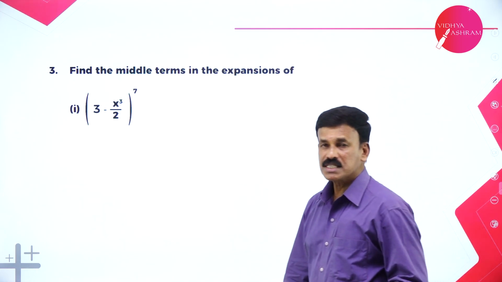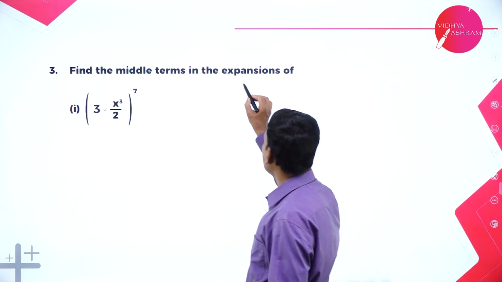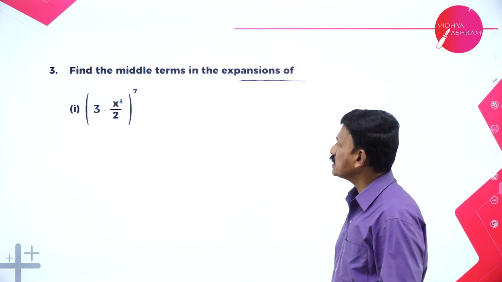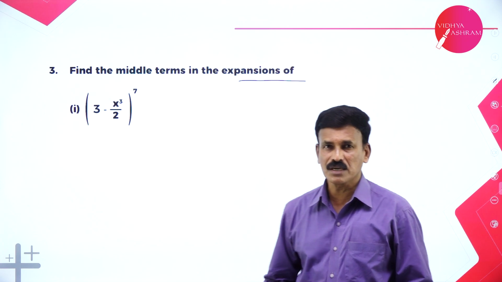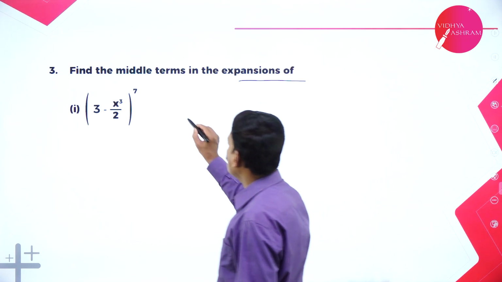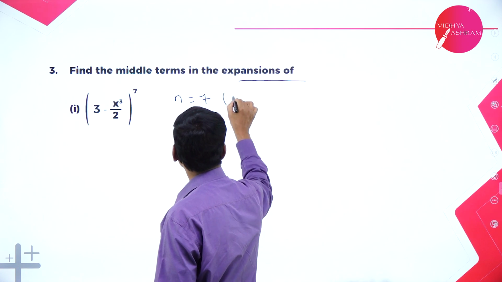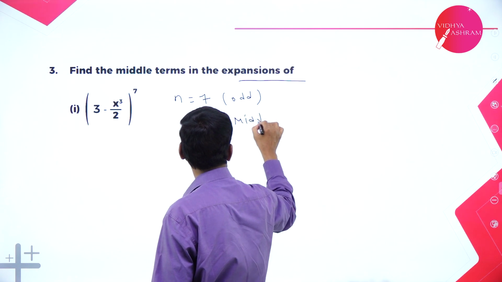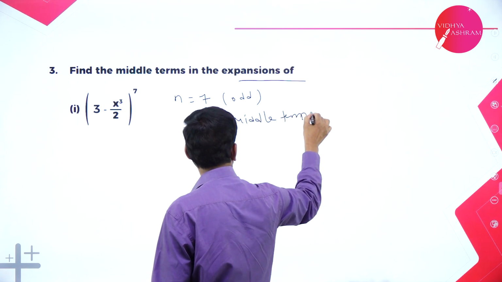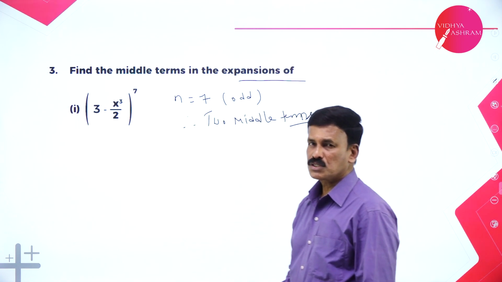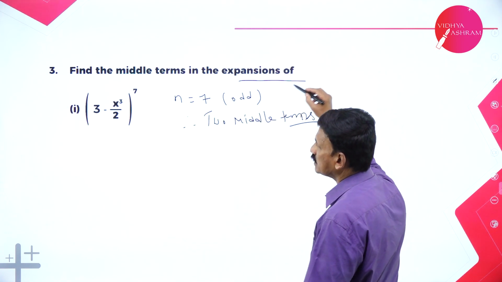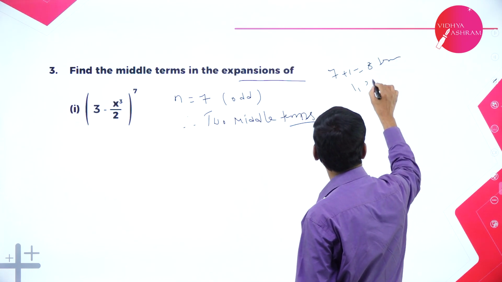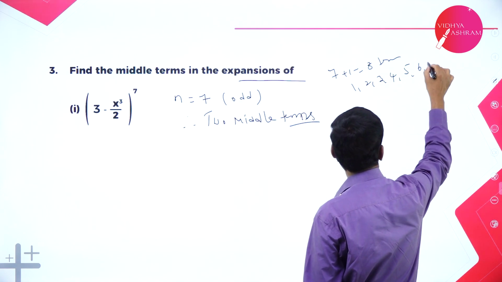Now next, find the middle term in the expansion of (3 minus x cube by 2) whole to the power of 7. Here n is equal to 7, which is an odd number, so there are two middle terms. The number of terms in the expansion is 7 plus 1, that is 8 terms: 1, 2, 3, 4, 5, 6, 7, 8.